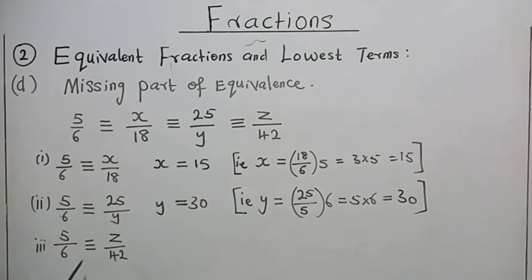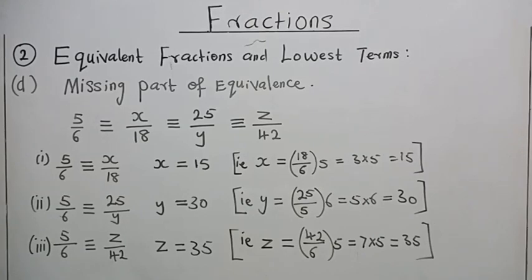Can you try this last one? Think about it. All right, let me get the answer, and you compare it with what you have or what you've been thinking the answer should be. And here it comes. You should agree that Z is equal to 35. Why? We ask again, how did 6 become 42? By either multiplication or division? Obviously, by multiplication, 6 must have multiplied 7 to give us 42.